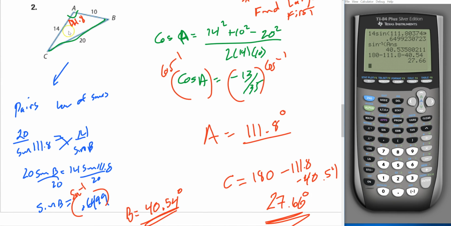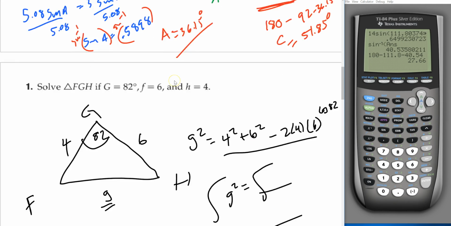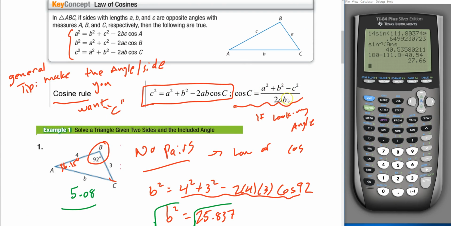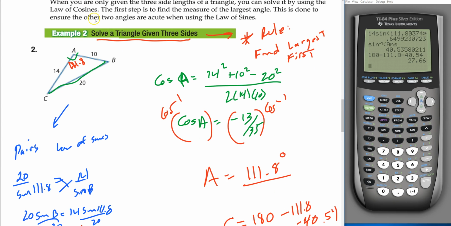The other one is when you have all sides. If you have all sides, again, still no pairs, so law of cosines. Use the other formula. I'm going to give you both. Use the other one because you're looking for an angle. Remember, the angle you're looking for first is your C, kind of. And if you have all sides, you generally want to look for the biggest angle first.